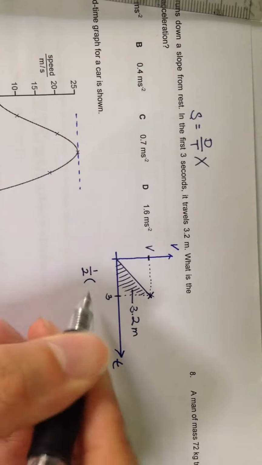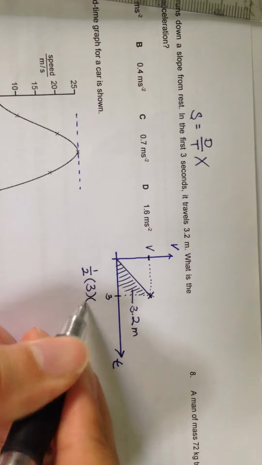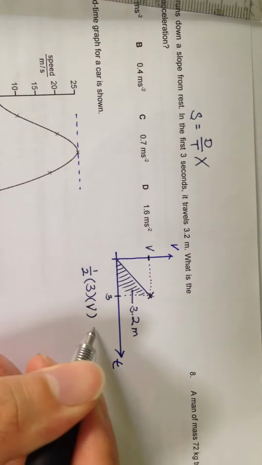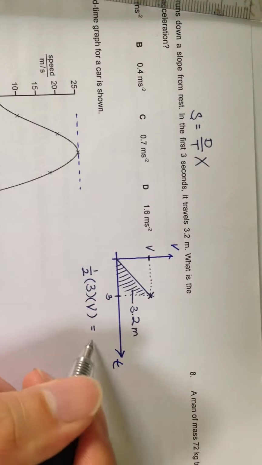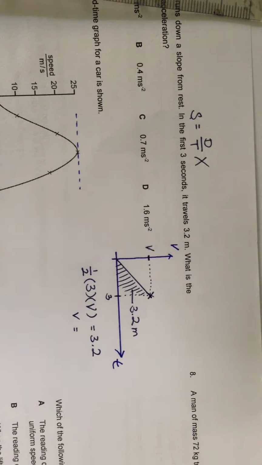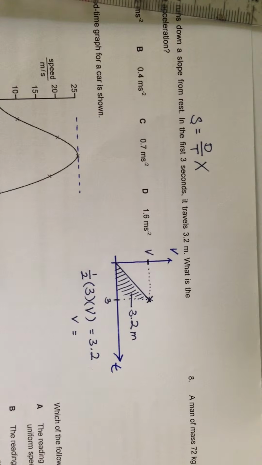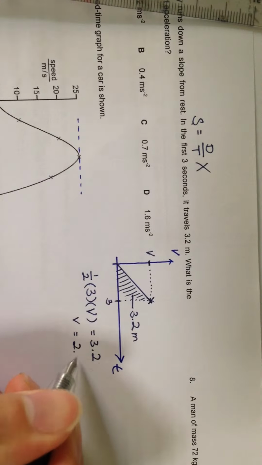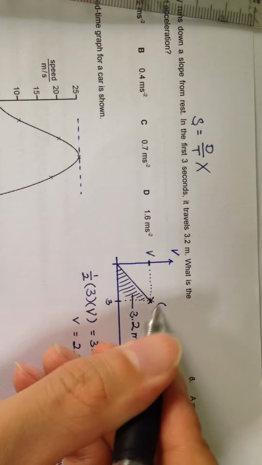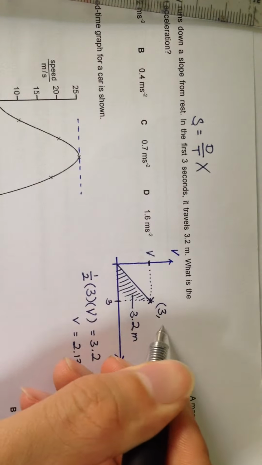The area underneath the triangle is half base times height. Since we do not know what this velocity is, we will just denote it by V, and the area underneath the line must equal 3.2. So this way you will be able to find V, which is actually 3.2 divided by 3 divided by 0.5. You will get 2.133 something. So you know that at this point, at 3, it will be 2.133.